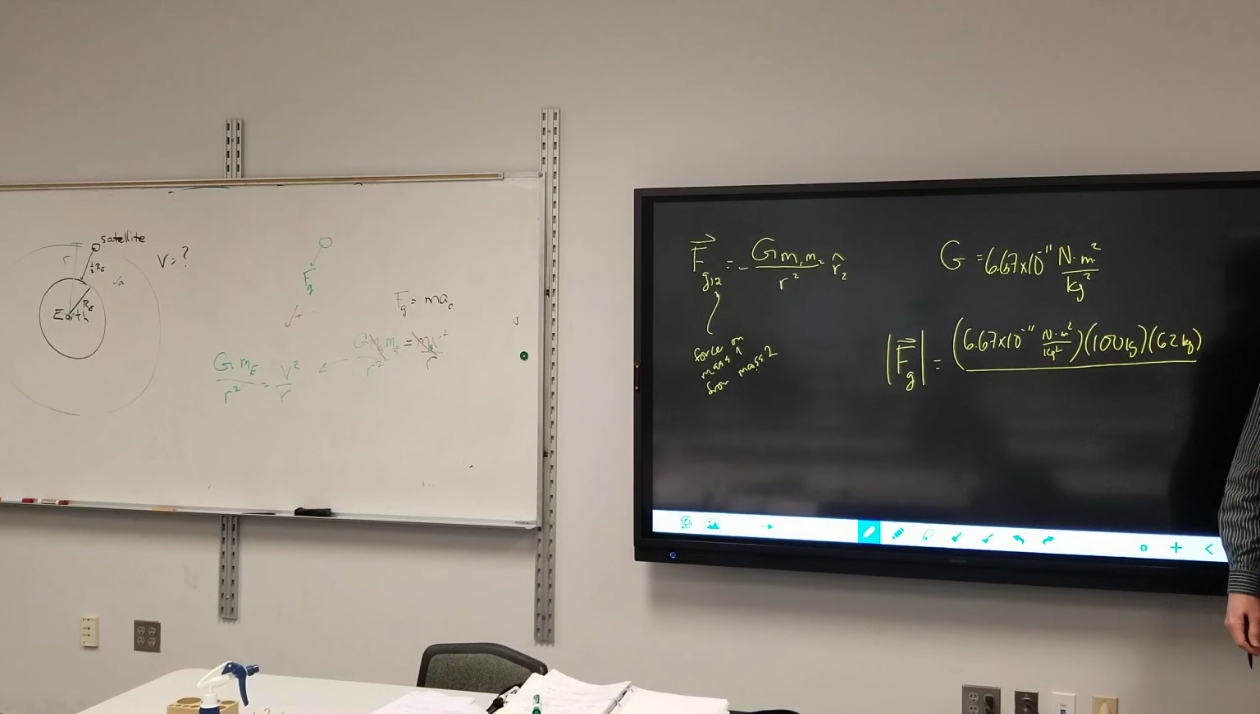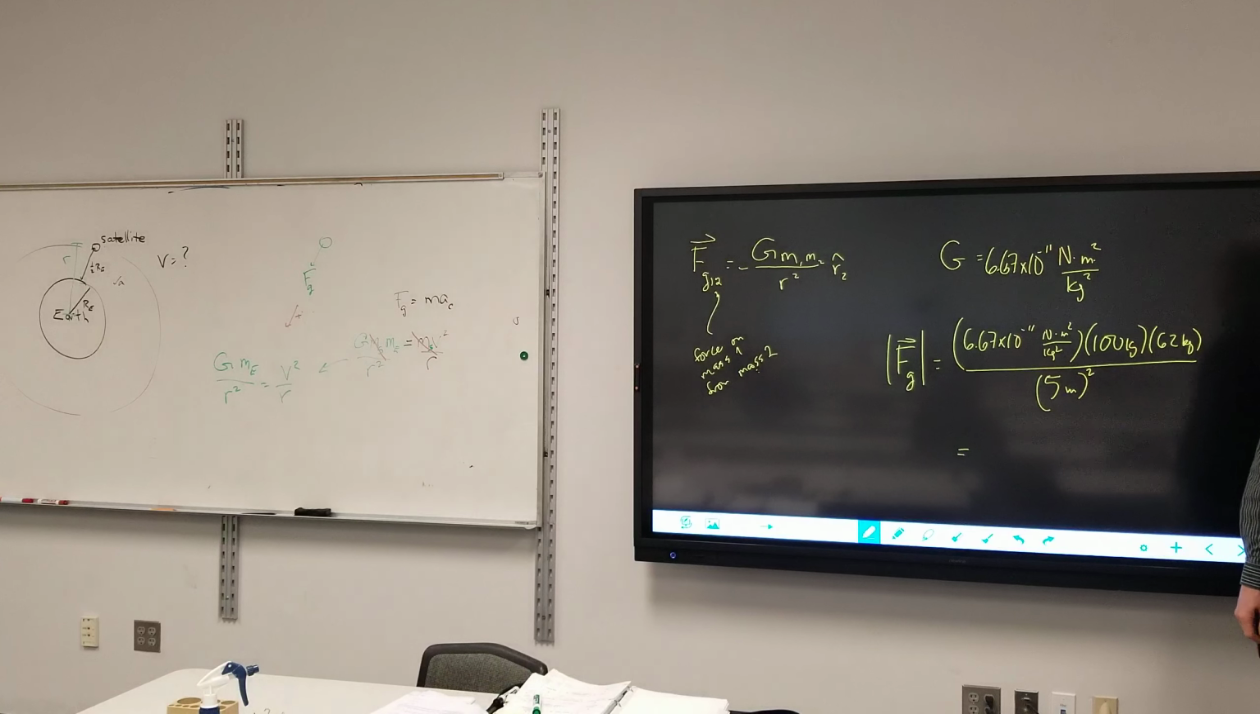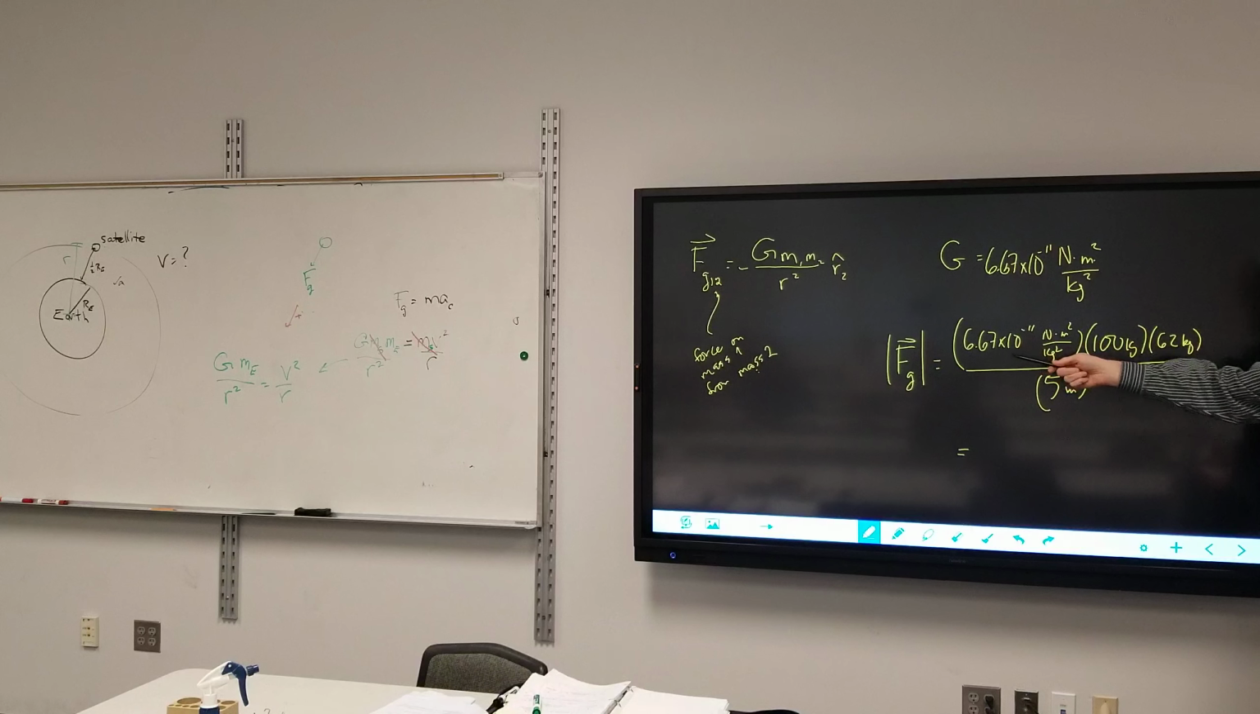So let's just pick Peyton. That's about 5 meters. Over 5 meters squared. Would someone be kind enough to do that calculation? Now, I will say that if you don't have your calculator here, please make sure you still know how to do this. So many people do not know how to use this times 10 to the negative 11.